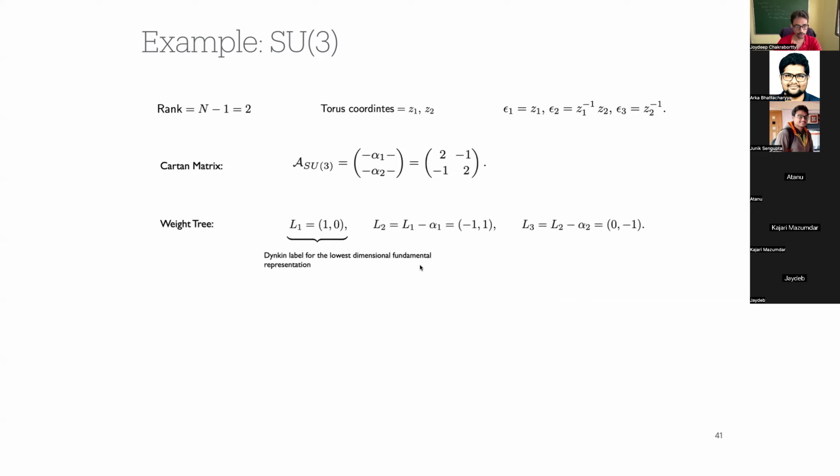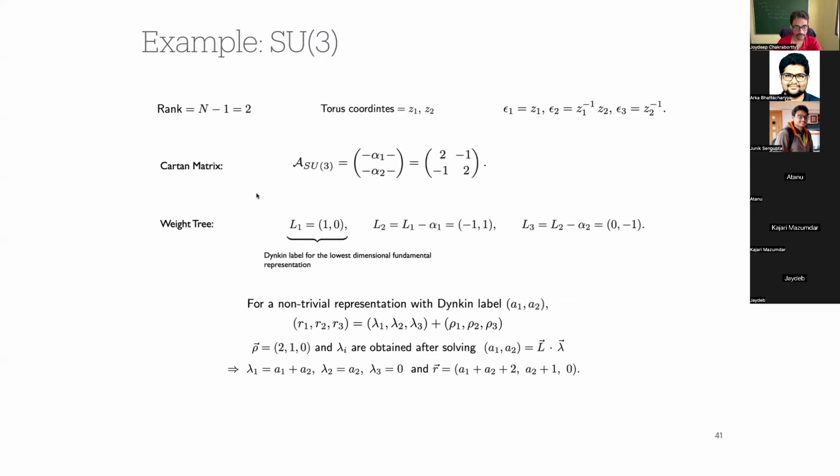So now, how to calculate the R here? For example, the SU3 Cartan matrix will be 2, -1, -1, 2, because the Dynkin label is basically these blobs, and they are connected by a single line. And these off-diagonal entries actually tell you how many lines are connecting these blobs, because each blob is represented by 2. Okay. So now in the lowest dimensional fundamental representation, the highest weight is basically 1, 0. So you calculate L2 as L1 minus alpha 1. So you get this quantity, and then L3 as L2 minus alpha 2, you basically get 0, -1.